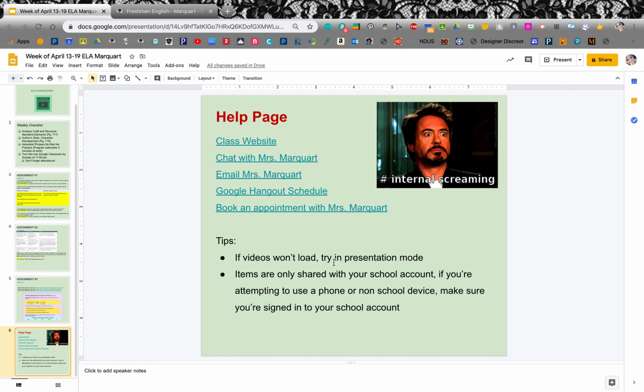If the videos won't load, of course, try this in the presentation mode. The present mode is up here. And things are only shared with your school account. If you can't get something to work, make sure that you're signed in under your school account. If you still can't get it to work or you currently don't have your school device at home or something's not working, reach out to me. I can change some settings.